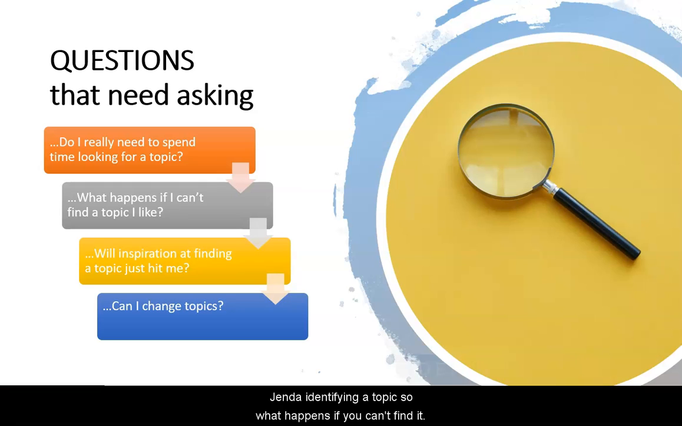So what happens if you can't find a topic that you like? Well, chances are you will, so I wouldn't worry about that. I know that all of you have interests and curiosity about things. So coursework will also help you with that.